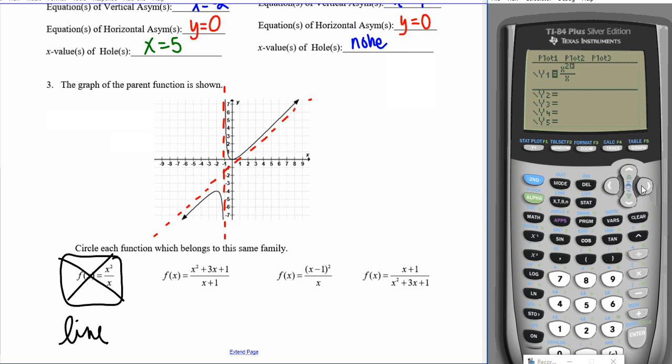Next function, I've got x squared plus 3x plus 1 on top, and on the bottom, I've got x plus 1. Notice I am making sure I put everything in with that fraction notation. Now this one has a slanted asymptote right here, but it doesn't have the U shape up here and the U shape down there. Its range would be all real numbers for this one, so this one's not good either, right? This one looks something like this.